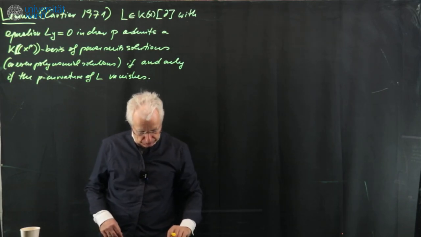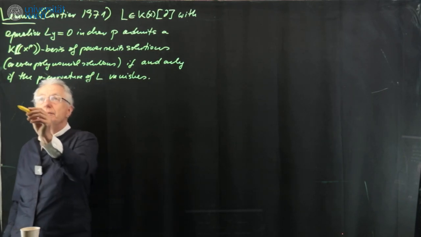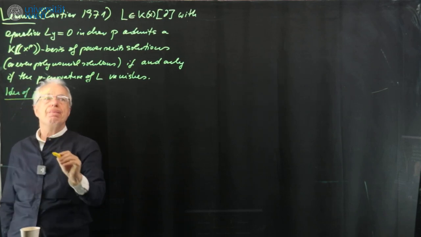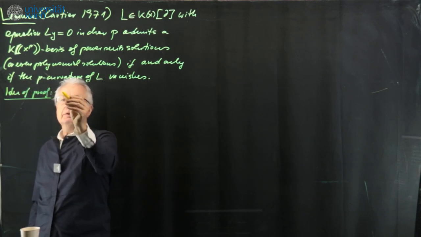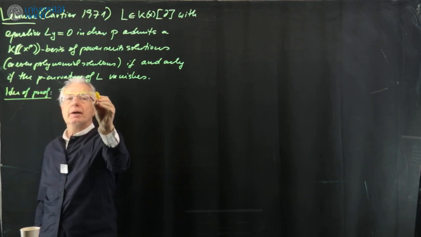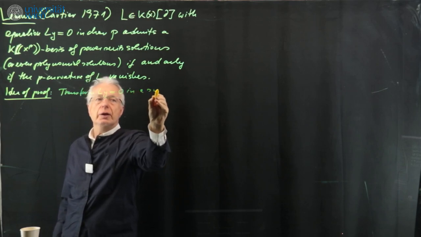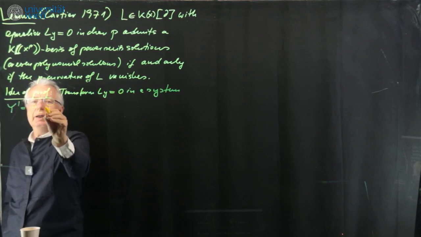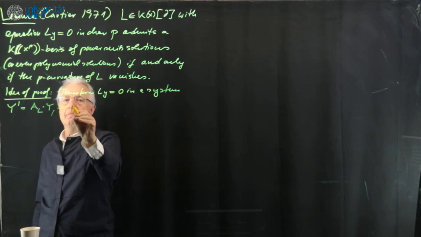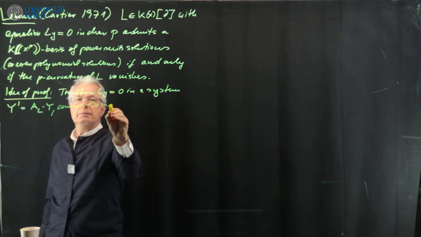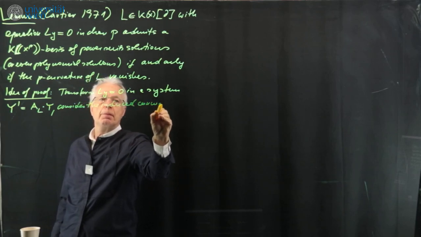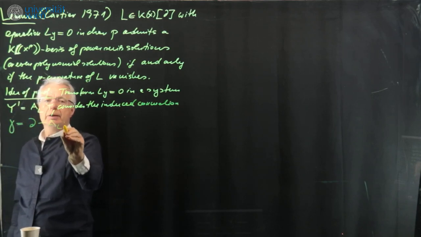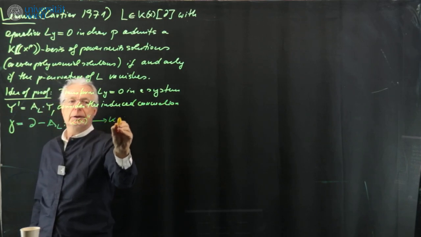Now, I won't give a full proof, only an idea of proof. So transform Ly equals 0 into a system, capital Y prime equals A_L times Y. Consider the induced connection, which I call gamma, equals ∂ minus A_L, going from K(x)^n to K(x)^n.